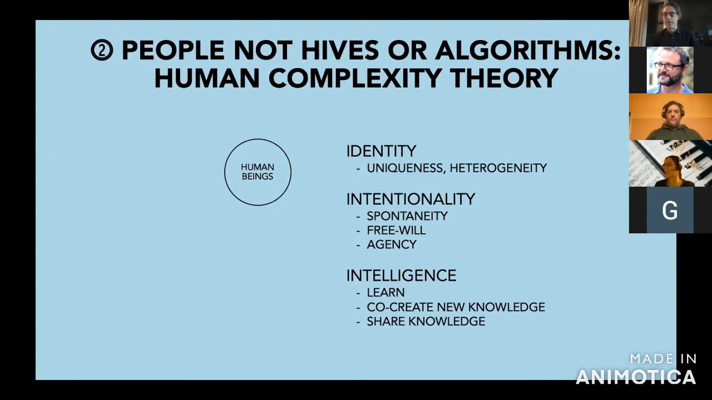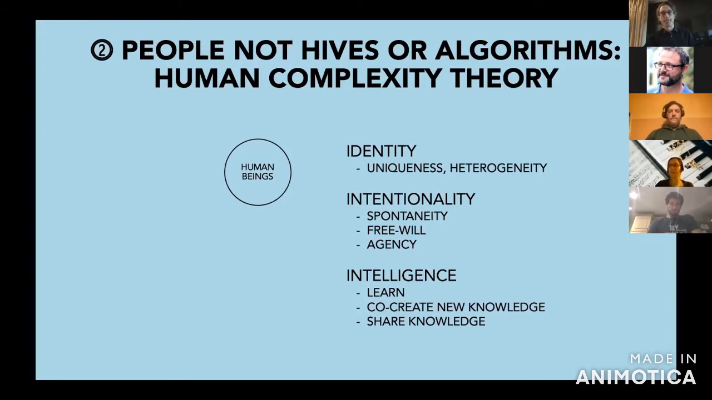Let me describe these characteristics. The agents in a human complex system are heterogeneous. We are all different. We are not replaceable components in a box. The second element is intentionality. We have free will, spontaneity, and agency. We are not moved by some mathematical rules. We are not just driven by instinct and desire or by pain and pleasure, but we are moved by something more. For one, it could be belief, or values, what you care about, or even irrationality and emotions. And then we have intelligence. Yes, we have memory. Yes, we can learn. But what is specific about humans is that we can co-create new knowledge and share that new knowledge.